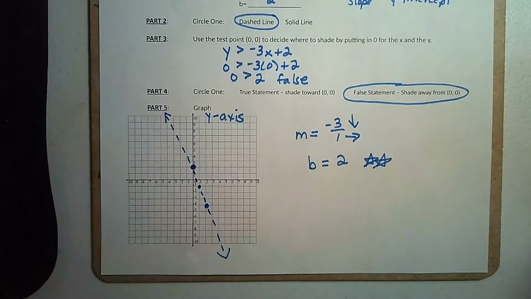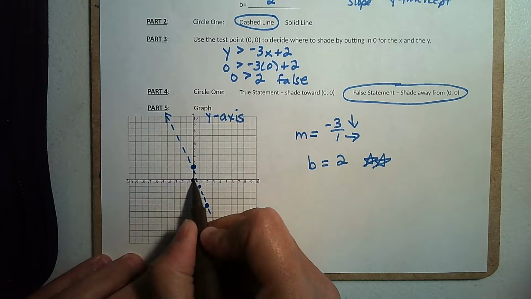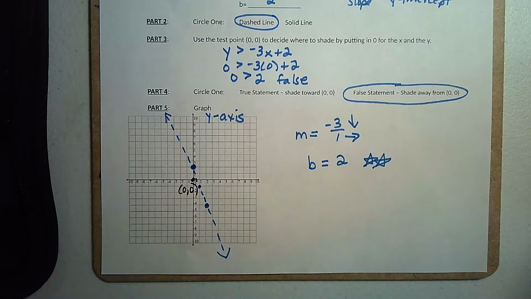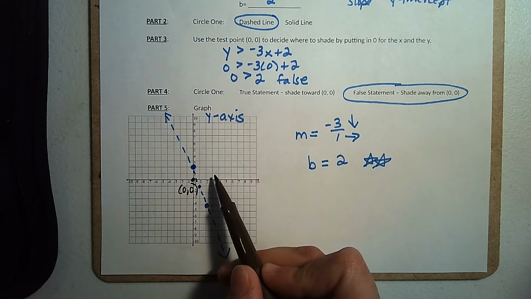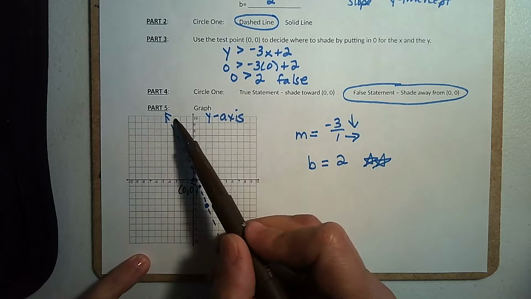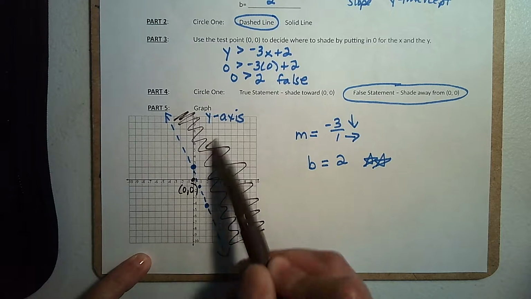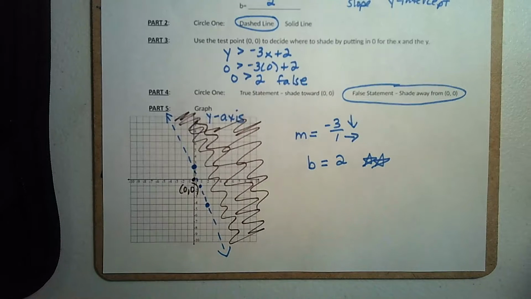So there is my dashed line. And then I need to shade away from the 0, 0. Well, here is my 0, 0. So because the statement was false, I shade away from the 0, 0. So in other words, on the other side of the line. So I shade this way. And that is example 1.